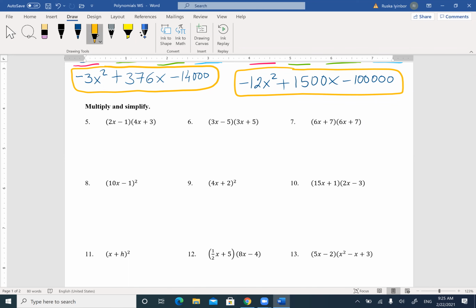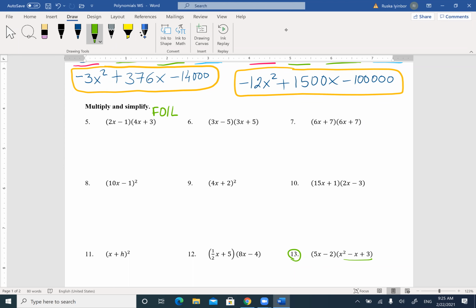You can do FOIL when you have two terms and two terms. So you have 2x minus 1, 4x plus 3. So this is when you can do FOIL, F-O-I-L. Now, for number 13, you cannot do FOIL because you have two terms and three terms here. Okay? FOIL works if you have only 2 by 2 terms. Okay? And this is how FOIL works.